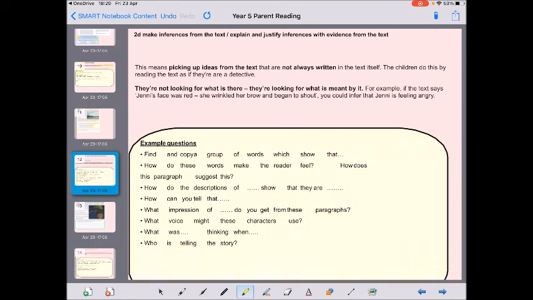Moving on to content domain 2D, which is make inferences from the text and explain and justify inferences with evidence from the text. This means picking up ideas from the text that are not always written in the text itself. The children do this by reading the text as if they are a detective. They're not looking for what is there, they are looking for what is meant by it. For example, if the text was to say, Jenny's face was red, she wrinkled her brow and began to shout, you could infer that Jenny is feeling angry.